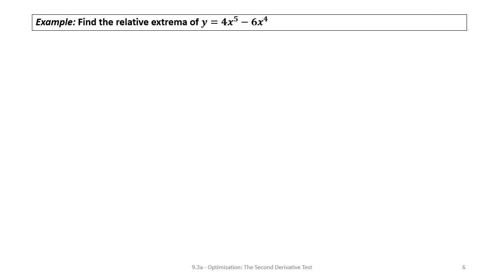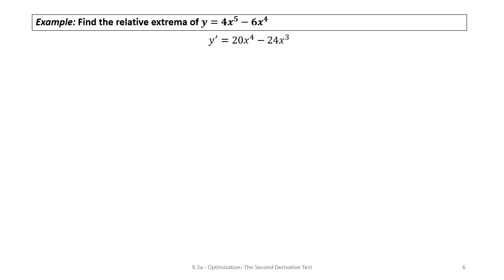And here we have an example where the second derivative test is going to fail. So we're asked to find the relative extrema of y equals 4x to the 5 minus 6x to the 4. So the first thing we're going to do is find the first derivative, which is y prime equals 20x to the 4 minus 24x cubed.